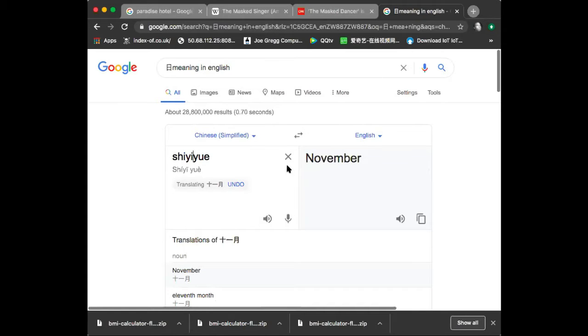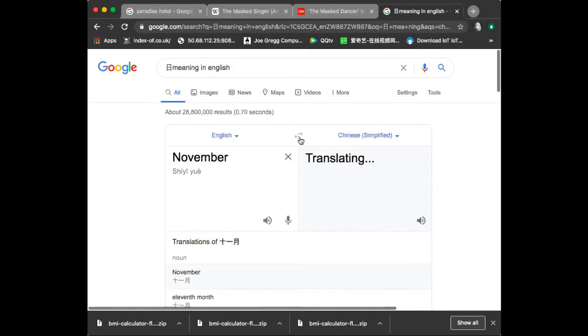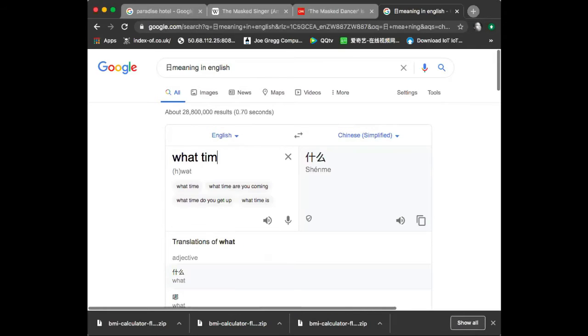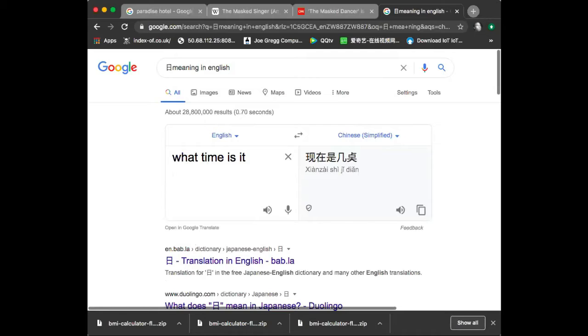Right. So now let's say what we want to ask: what time is it? So how do we say what time is it? What time is it? Time. It's 现在10点.